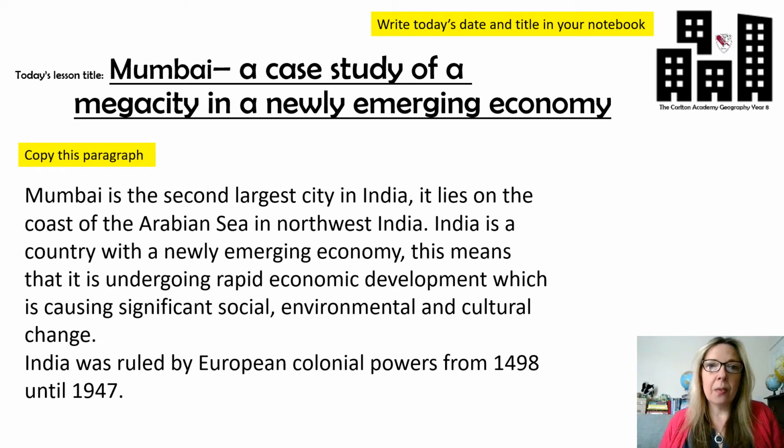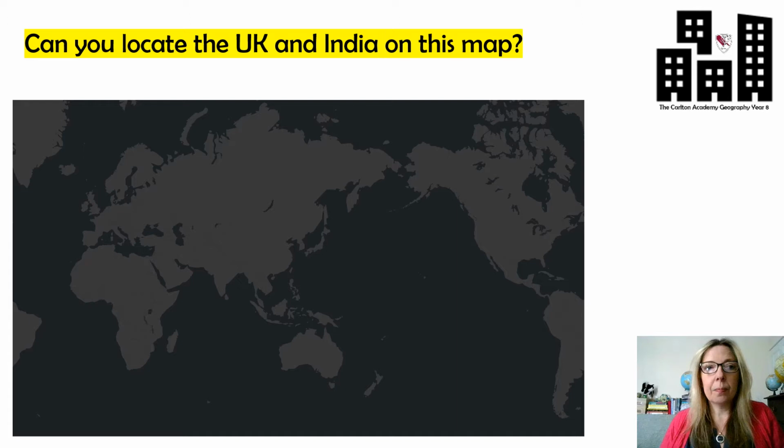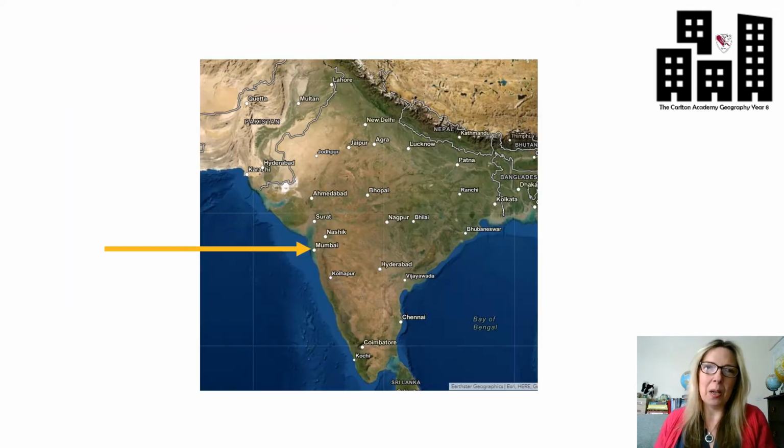I'd like to point out that India was ruled by European colonial powers from 1498 until gaining independence in 1947, a relatively short time ago. So, can you locate UK and India this time? India is the green triangle. Let's zoom in a little bit on Mumbai.